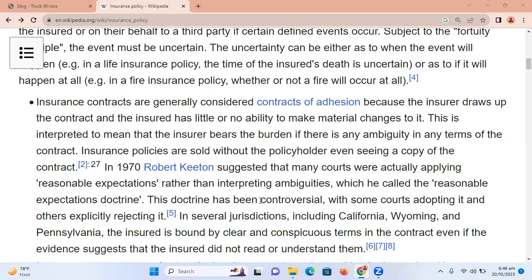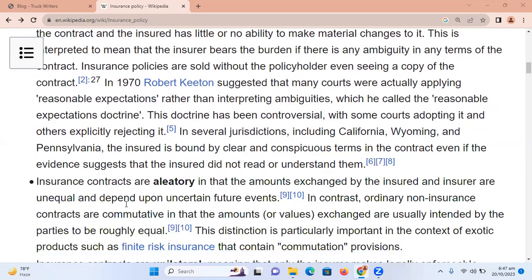This doctrine has been controversial, with some courts adopting it and others rejecting it. In several jurisdictions, including California, Wyoming, and Pennsylvania, the insured is bound by clear and consistent terms in the contract, even if the evidence suggests that the insured did not read or understand them.